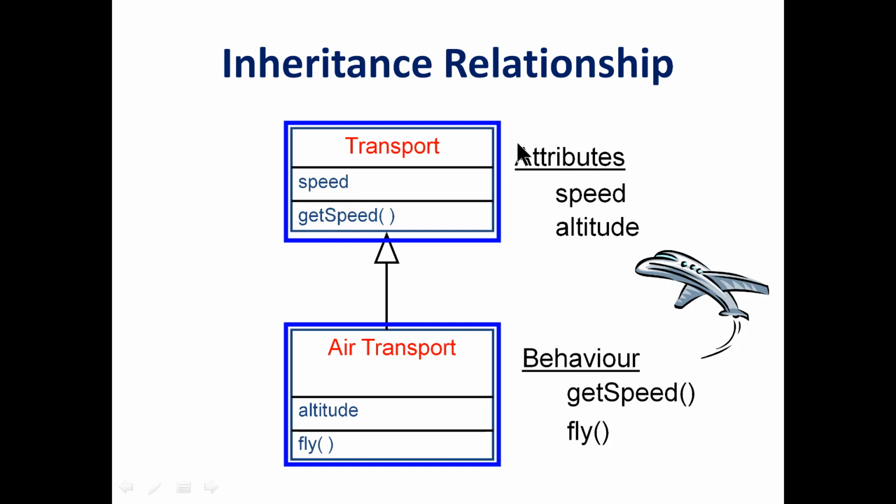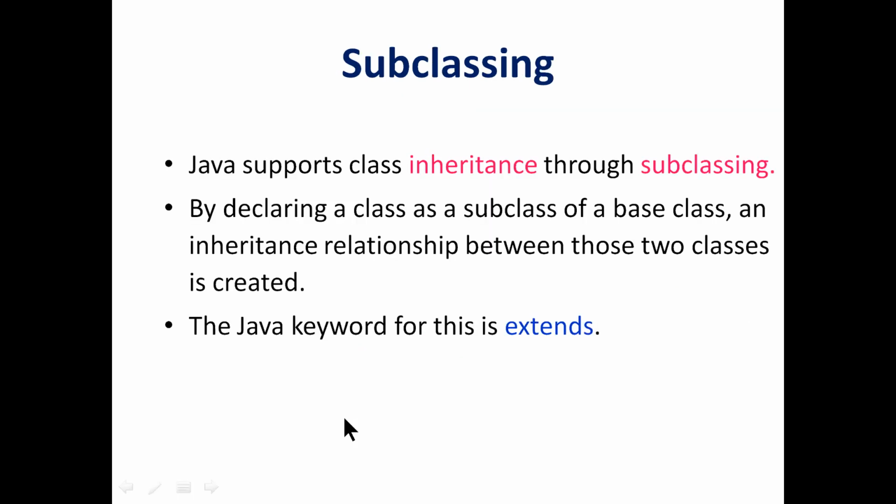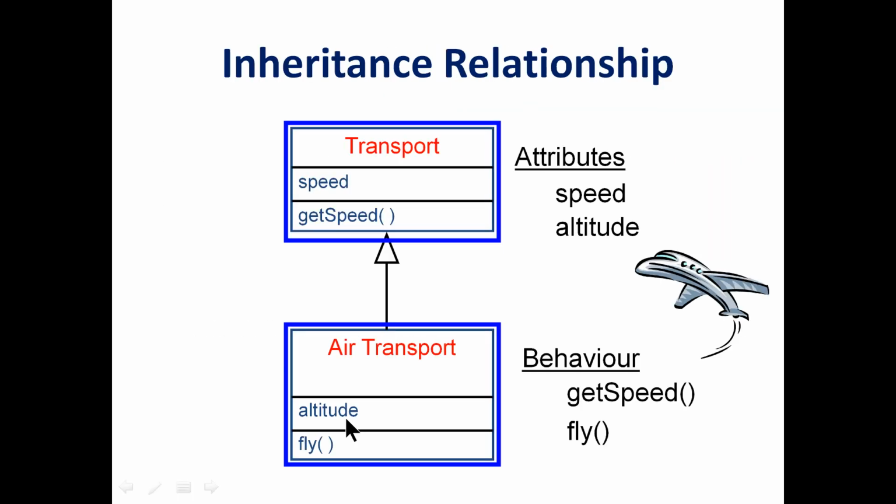And AirTransport is a child of Transport. So AirTransport is a Transport. And AirTransport has altitude because when you are flying you have an altitude. So let me go back again. What happens? We have attributes speed and altitude. Ultimately AirTransport has two attributes. One is coming from the parent, another is its own altitude, and we have two behaviors: one is getSpeed and the other is fly.